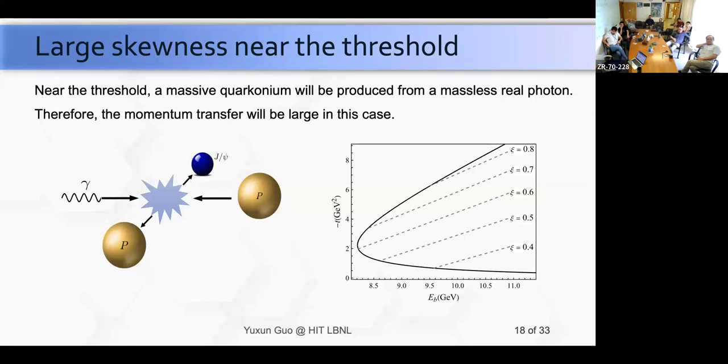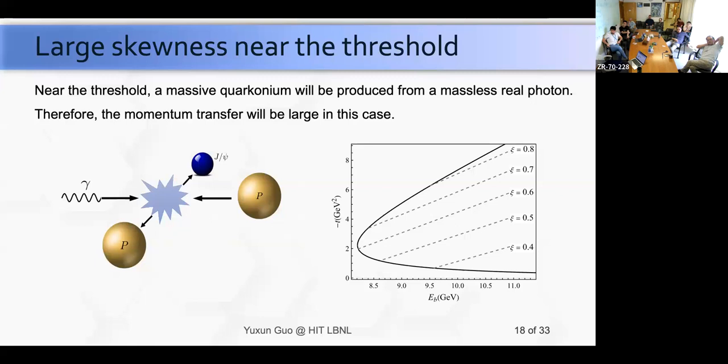This is a kinematic diagram. Anything inside this black line is basically kinematically allowed, and this is the threshold, which is like the beam energy of a photon, and the y-axis is momentum transfer. So near the threshold, you basically can only have a very limited kinematic coverage because there's only one point you can reach. And as you get higher and higher energy, the phase space basically opens up.